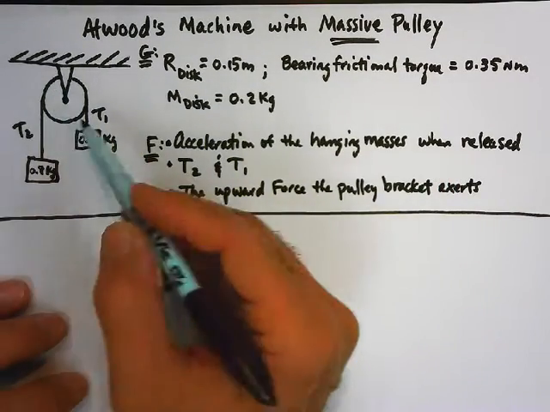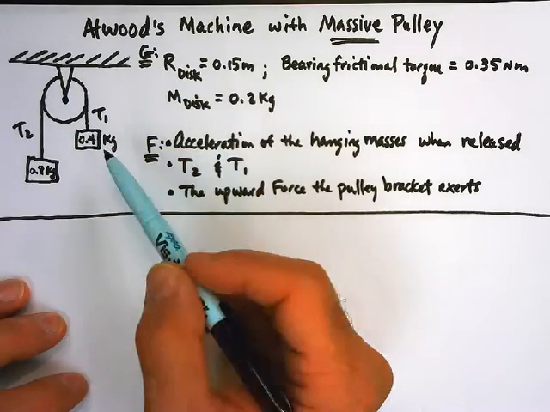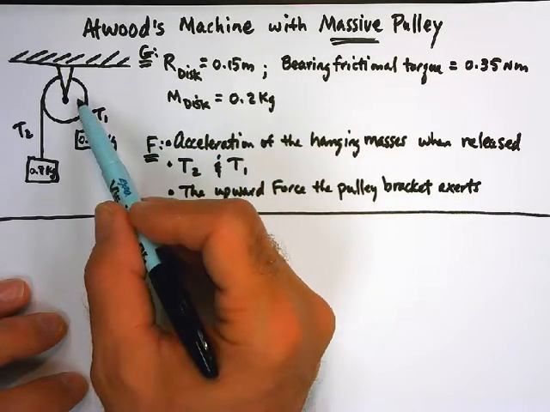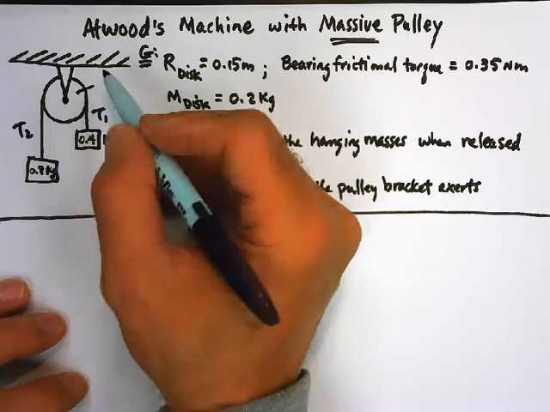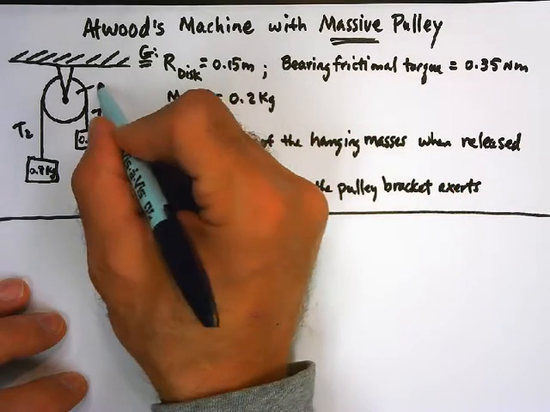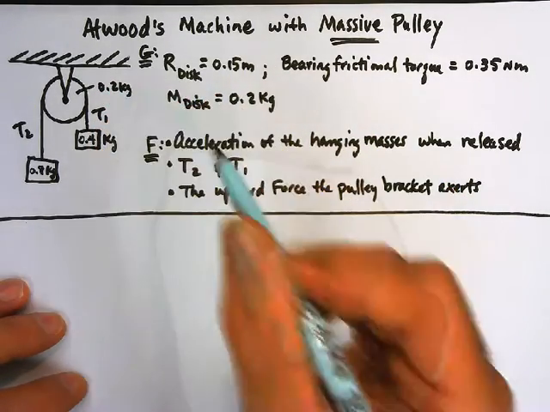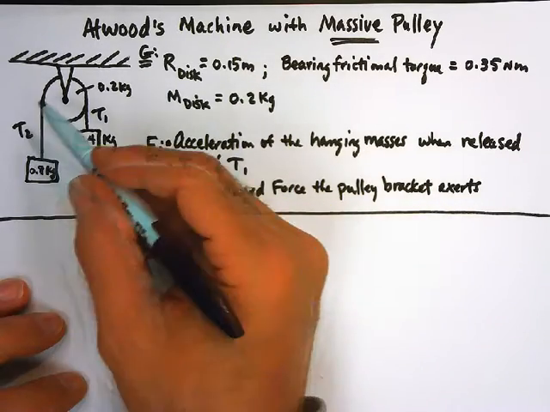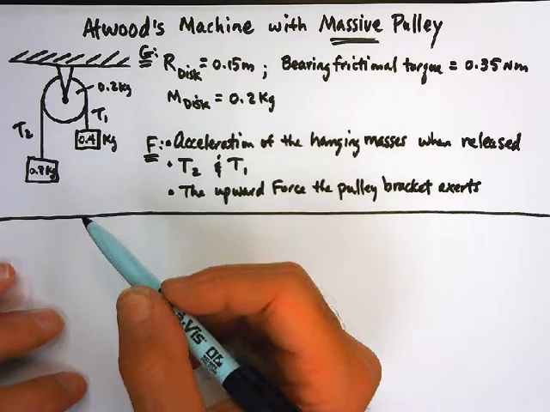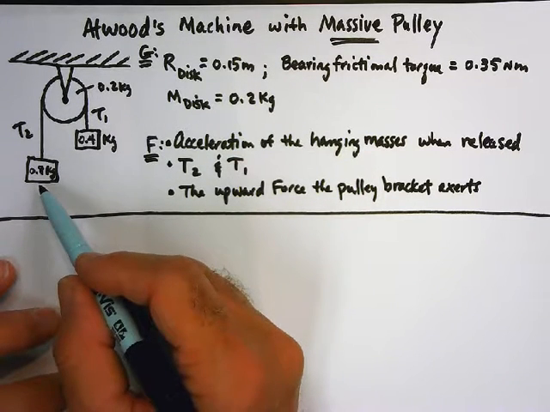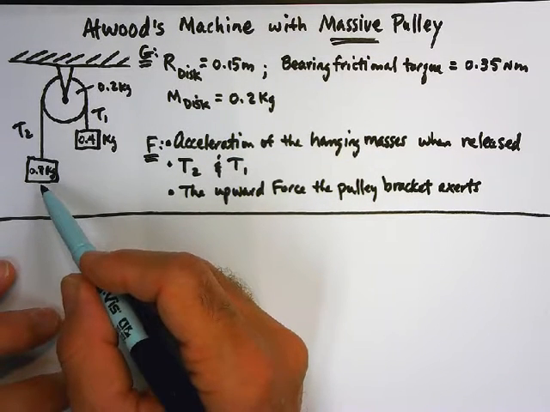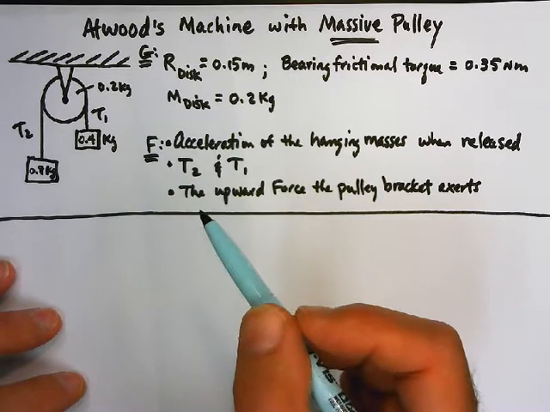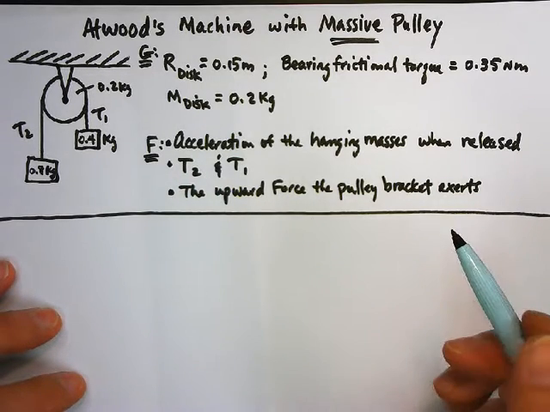Here's the setup. We have this 0.2 kilogram disc here, and it's acting as a pulley, and we have lightweight string draped across it with a 0.8 kilogram mass over on the left and a 0.4 kilogram mass over on the right.